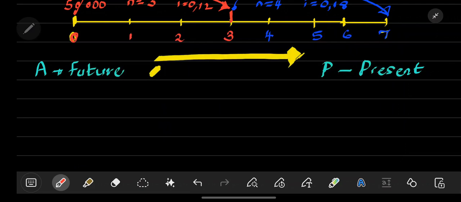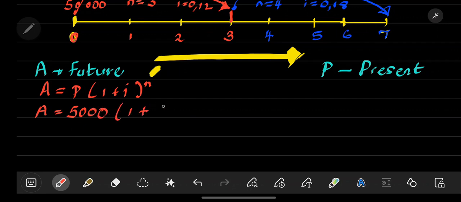So now we are on the red part, right? So the red part, let's write our formula. A is equal to P into 1 plus i to the power of n. But then A, which is our future value. And then our P, the money that we start with, is 50,000. It is given there, right?